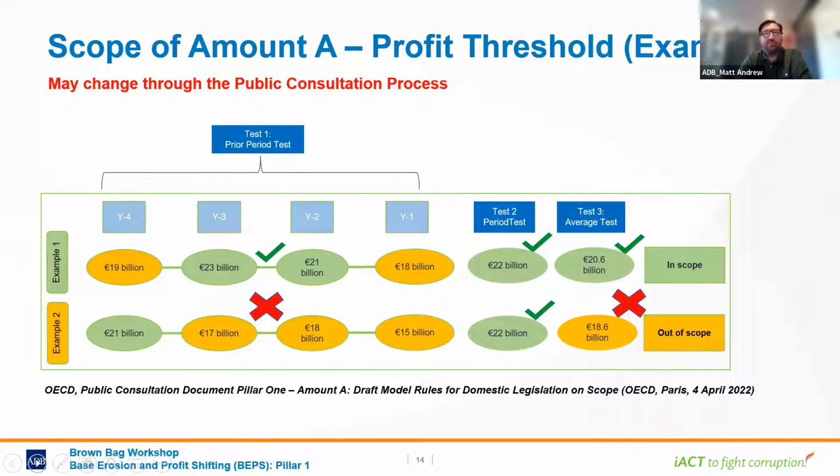And as you can see from this example, all 3 tests will need to be passed in order for the multinational to pass the profit threshold test and be in the scope of amount A. We can move to the next slide, please.